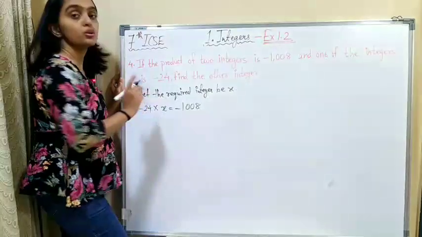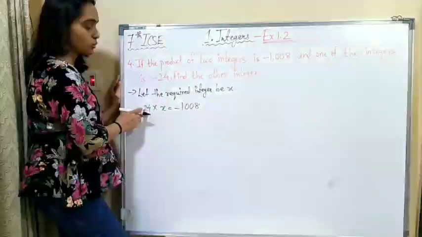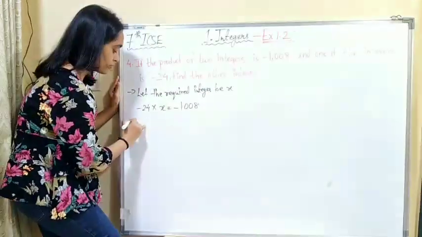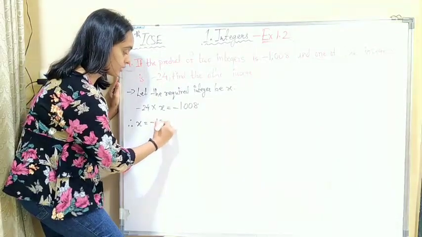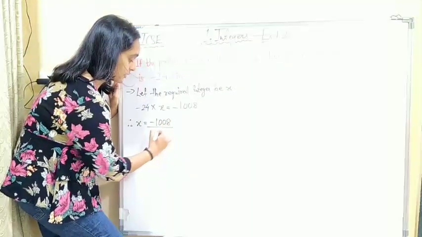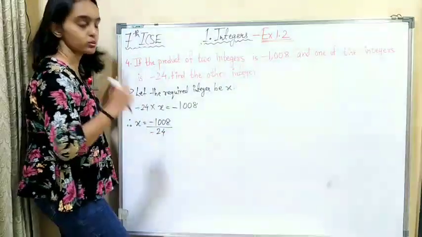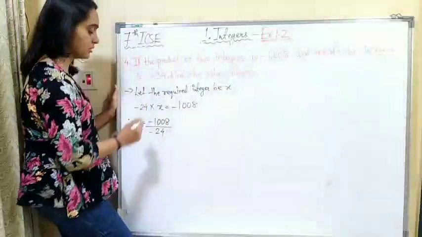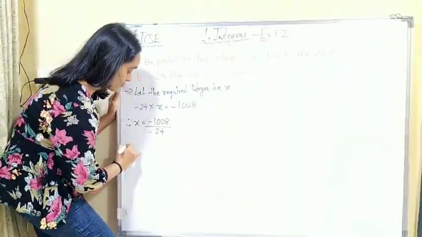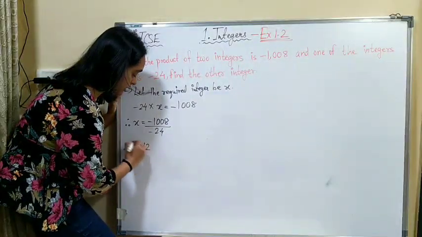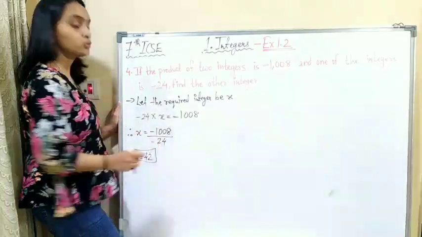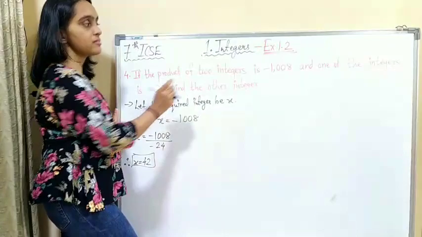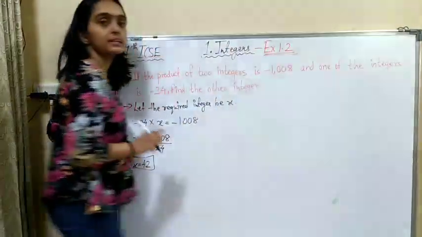So you have to find the value of x, so you will transpose this number to that side. Here it is multiplication, so opposite of multiplication is division. So this number will go there to divide this number. So therefore x equals to minus 1008 divided by minus 24. Minus minus goes off, and when 1008 is divided by 24 you get 42 as answer. So therefore x equals to 42. So you can write the final statement as 42 when multiplied by minus 24 gives minus 1008 as your answer.